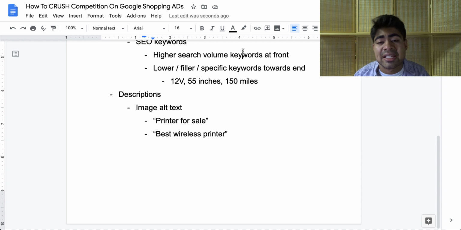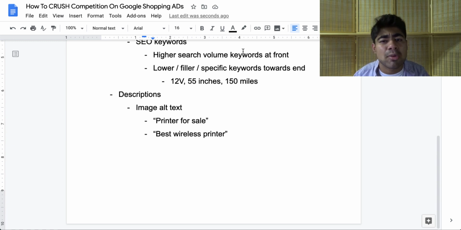For the descriptions at least, you want to have image alt text for each image you use in the description, as well as the product section. Now, when it comes to the image alt text, here are the SEO keywords I normally like to use inside the image alt text. You'll find a lot of these keywords via the Google Keyword Planner tool, but they include, for example, if we're trying to sell a printer, I would say printer for sale or best wireless printer. The keywords that include for sale or best are those that I include within my image alt text, as well as the product images section.